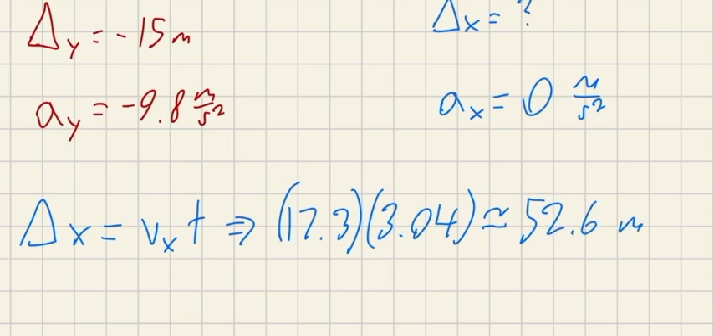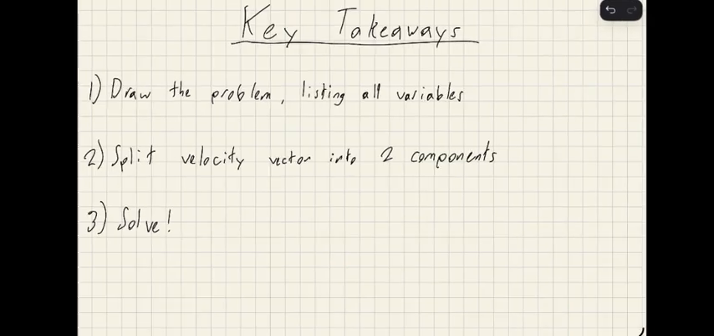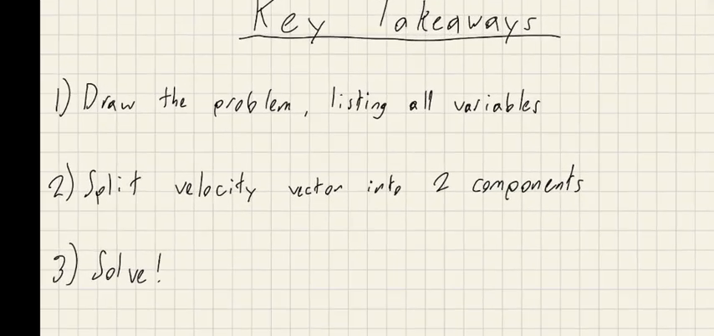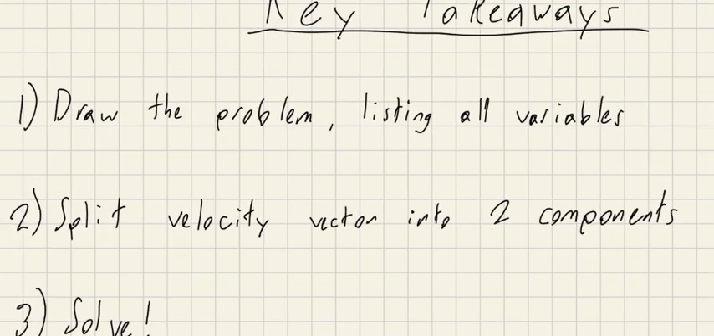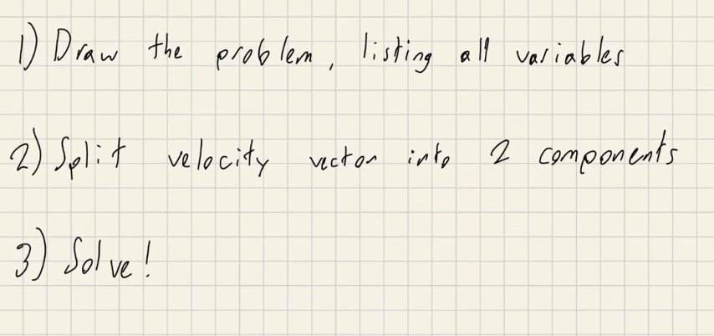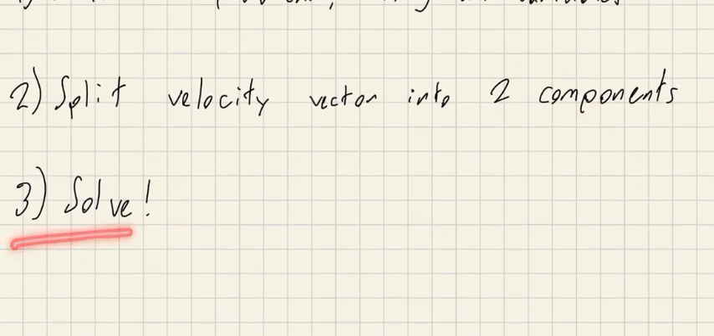52.6 meters. To recap, our overall strategy for projectile motion hasn't changed. The only thing that changed in this video is that we had some initial height as well to add to the problem. We still draw the problem out, listing all of our variables, then we split our velocity vector into two components, and finally we solve.